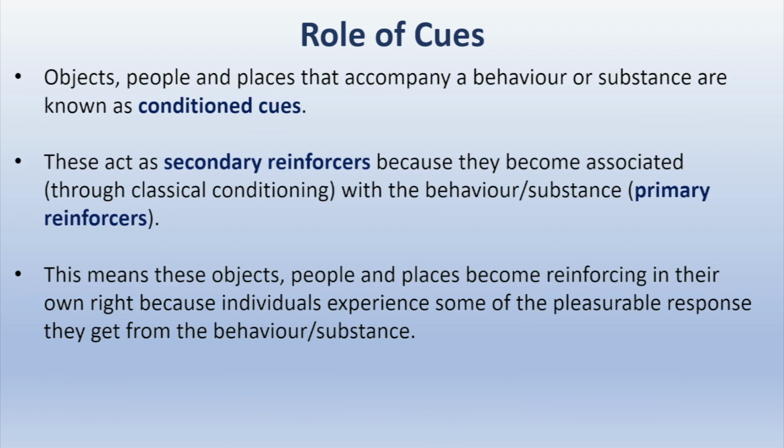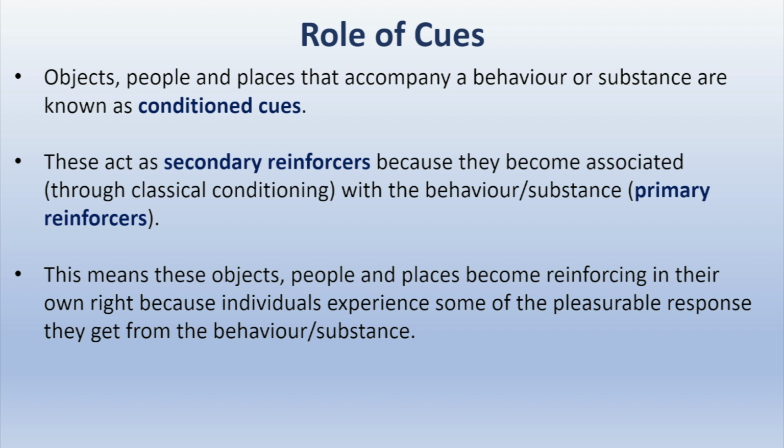Okay, so this is basically the information from the top text box on page 18, and it's just giving you a little bit more information about the role of cues. So a cue is an object, people or place that accompany a behaviour or substance. So this is talking about addiction. So obviously people can get addicted to nicotine, for example, in a cigarette, but there are other cues that may trigger somebody to want to smoke. Okay, so we'll talk about that in a minute.